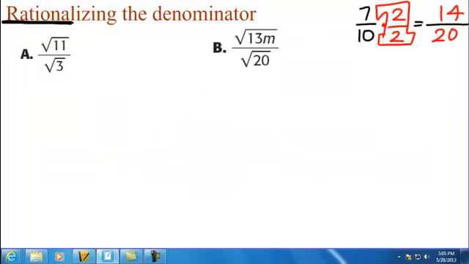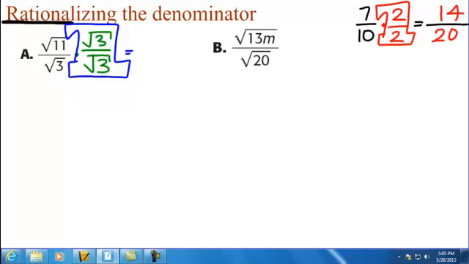So in order to undo square root of 3 here, I'm going to multiply the top and bottom of this fraction by the square root of 3. And if we multiply the top and the bottom by the exact same thing, we're really just multiplying by 1. So we're not changing the value of the number, we're just changing the way the number looks.